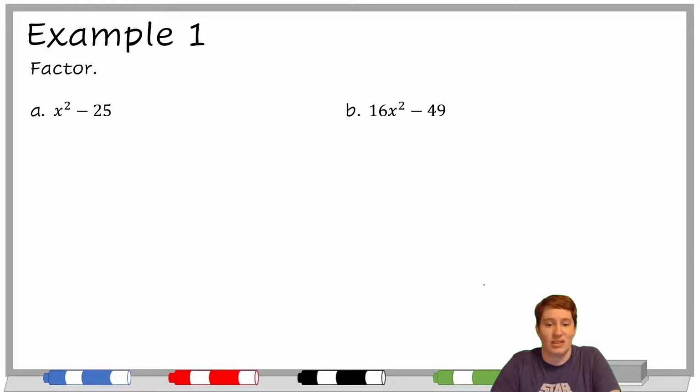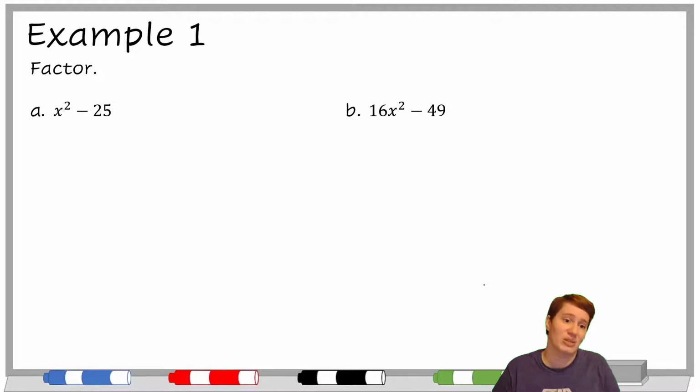So these first 2 examples are some special cases for us. You might notice that this looks a little different than some of them we've done because it is quadratic. We do have an x squared. We only have 2 terms. We don't have 3. So before now, if we only had 2 terms, we pretty much just did greatest common factor. But we don't have anything in common here, so we can't do greatest common factor. What are our other options?